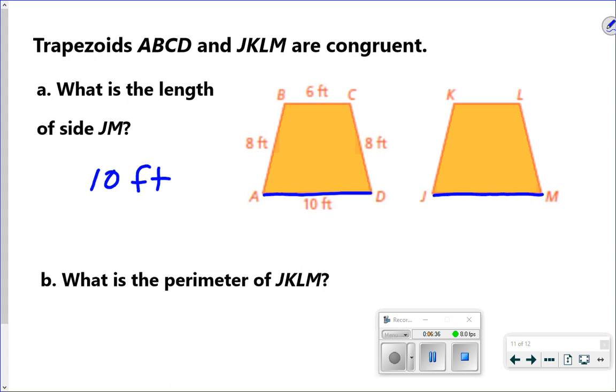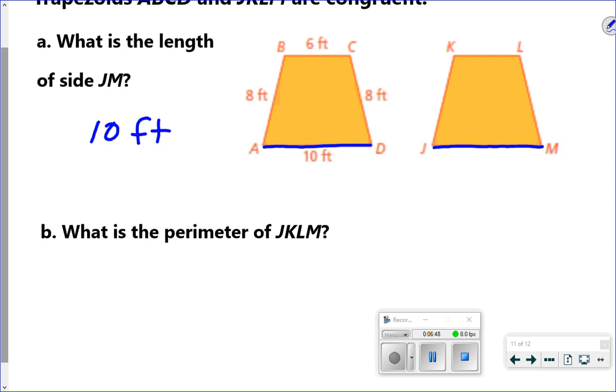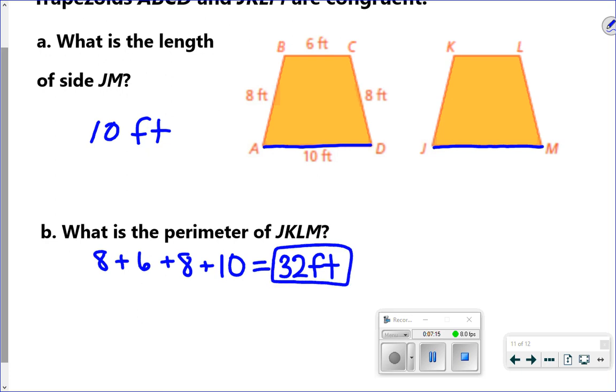And then for B, what is the perimeter of JKLM? Well, I need to add all the sides together. But since I know it's congruent to the original figure there, I'm going to just add the sides that are on my original figure of ABCD. So I have 8 plus 6 plus another 8 plus 10. So I'm going to go ahead and add all of those together. Go ahead and take a minute to do that if you have not done so already. Okay, and it looks like for that one, my perimeter is going to be 32 feet. As always with perimeter, you want to make sure that you have a label on your answer. Same for our side length one in part A.